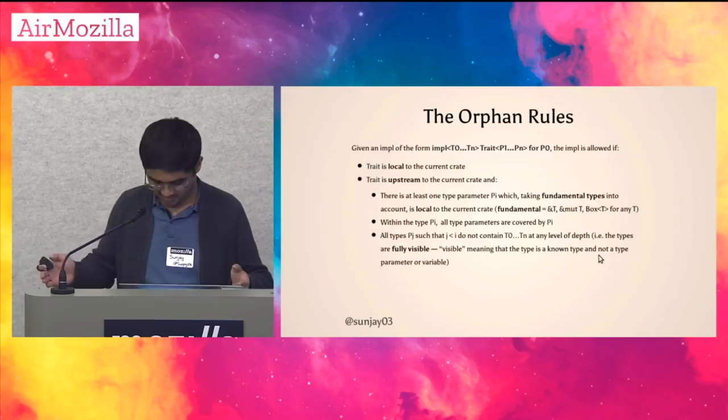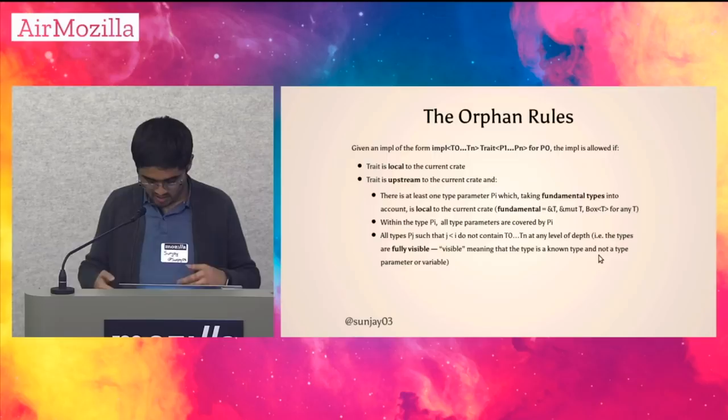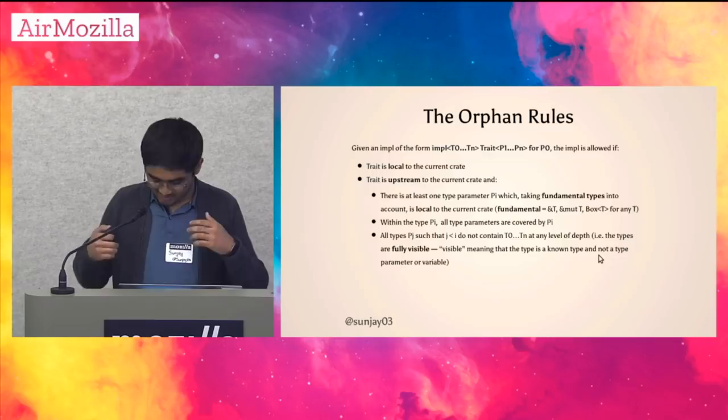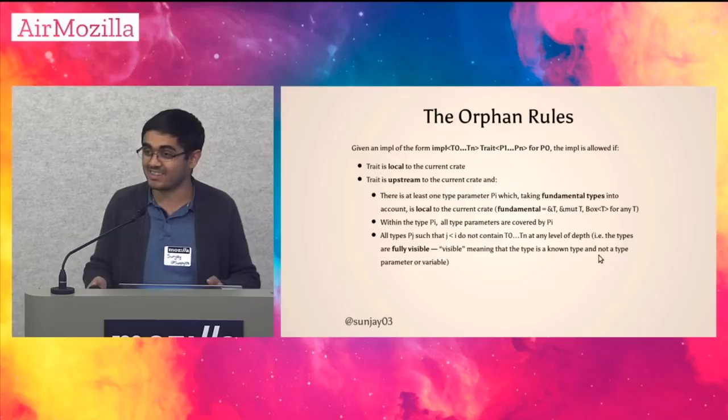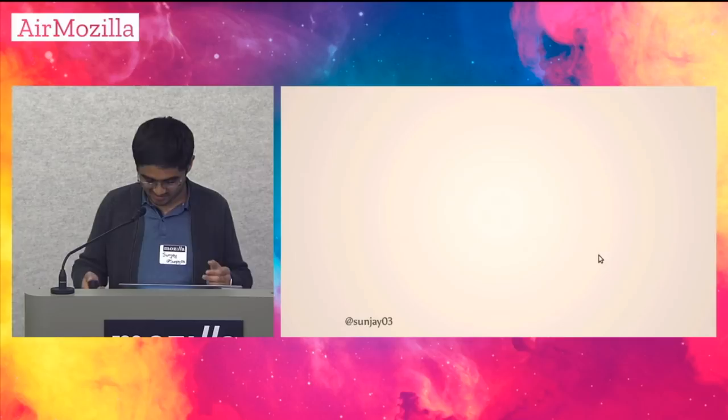Ta-da! Now, this is a whole bunch of words, and it's written to be very precise. You know, it's written to be a very precise mathematical definition of the orphan rules. And originally, when I was designing this talk, I tried reading them out loud. And it turns out that reading math out loud is a terrible way to explain things, and it's literally impossible to understand. So we're actually going to skip all of this, and I'm going to explain the orphan rules in a much more visual way that I hope will be easier to understand.